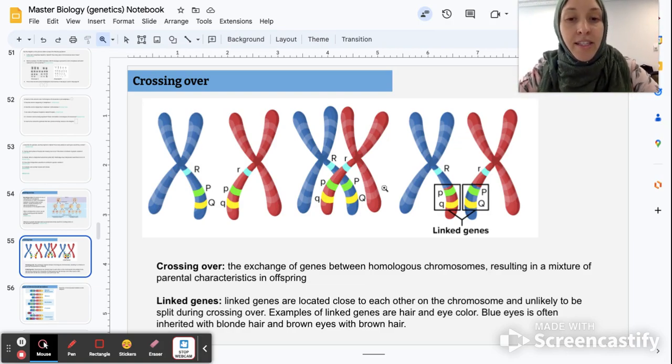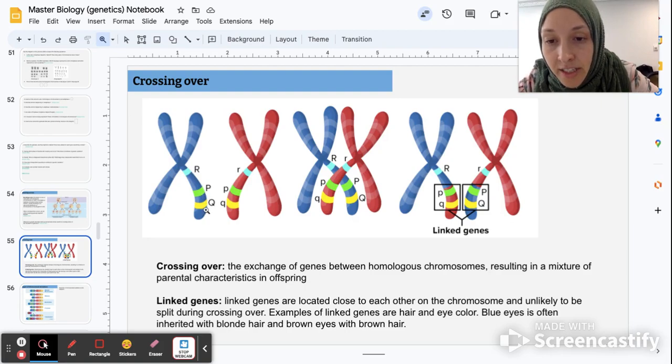Okay? So in this situation, we have 3 genes. Where's the crossing over most likely to happen? It's very likely to happen between Q and R. It is decently likely to happen between R and P. And it's unlikely to happen between P and Q because they're the closest.